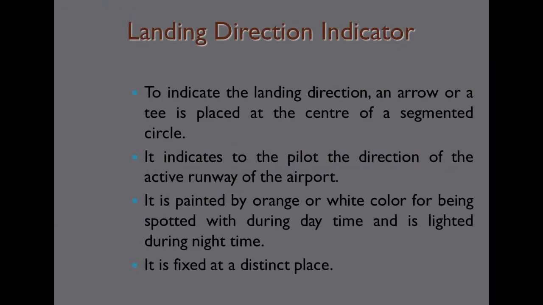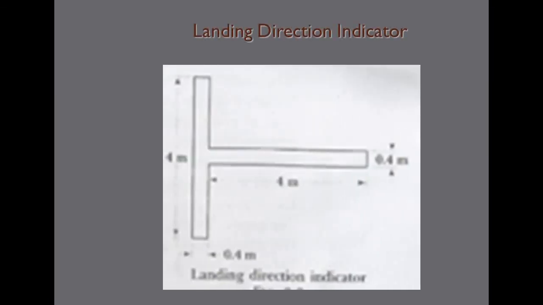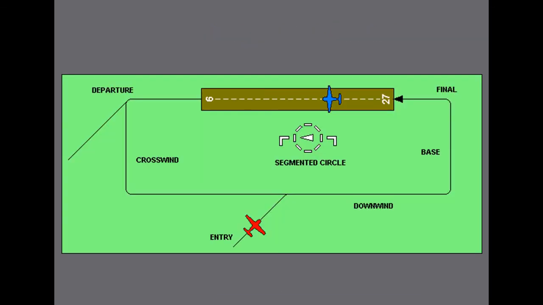Landing direction indicator. To indicate the landing direction, an arrow or a T is placed at the center of the segmented circle. It indicates to the pilot the direction of the active runway of the airport. It is painted orange or white to be spotted during daytime and lit during nighttime. It is fixed at a distinct place. So this is the T type of landing direction indicator.